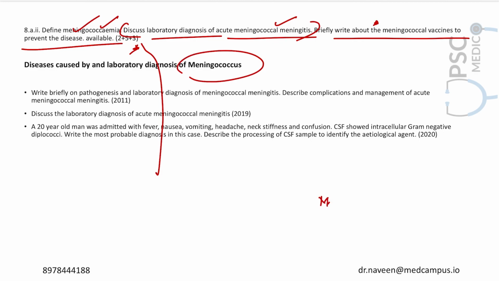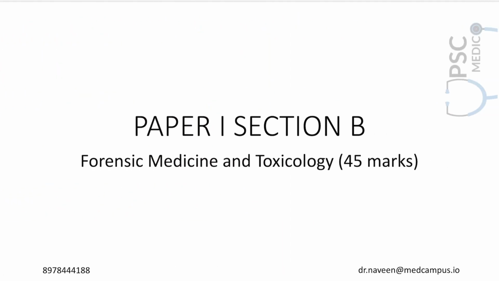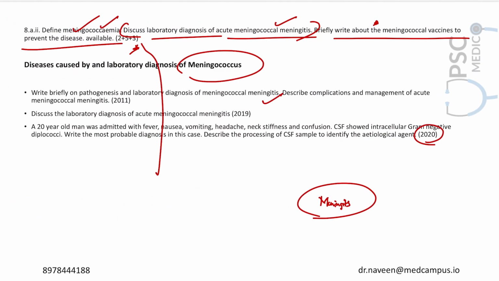So with meningococcus, there's so much focus on meningitis. A TB meningitis question was there, and now you have meningococcal meningitis. So the meningitis and encephalitis topic is very important. Japanese encephalitis, I thought that they might ask Japanese encephalitis this time. That's why I included this in paper 1. But again, pathogenesis and lab diagnosis of meningococcal disease were asked previously, even in 2020. That's it.